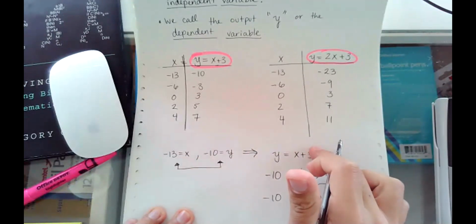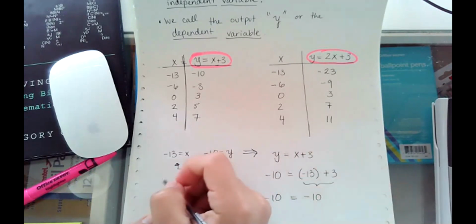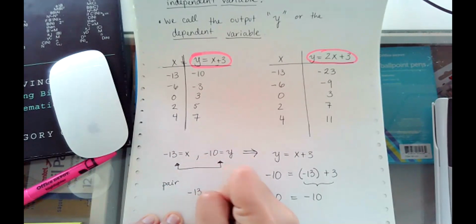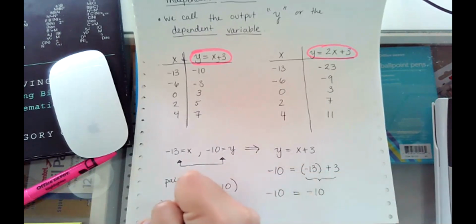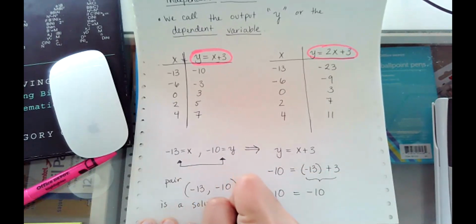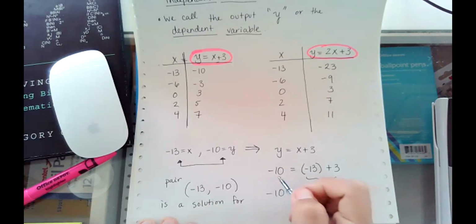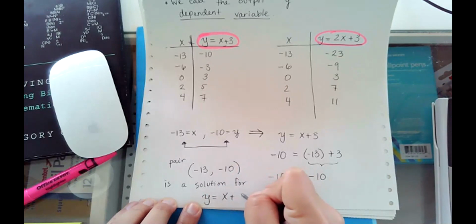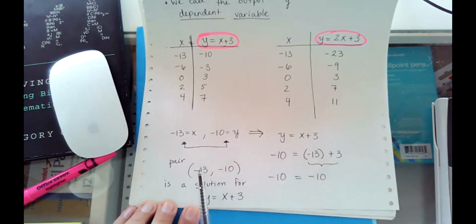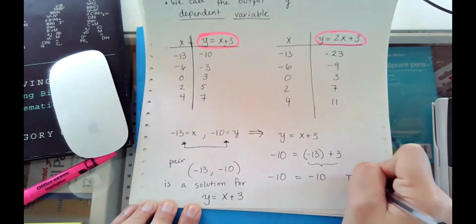So you could say that these two numbers, when they're paired together, are consistent with the equation that was given, or you could say that the pair (-13, -10) is a solution for the equation y equals x plus 3. Again, because if I plug in this as my x value and this as my y value, then I get a true statement over here.